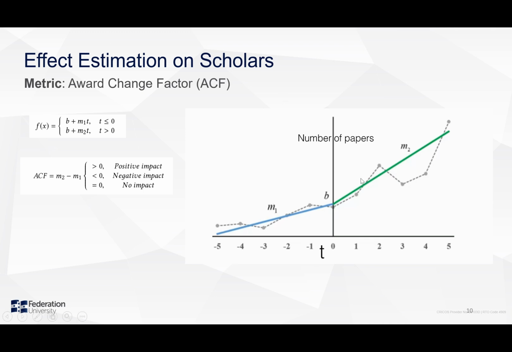Here, M1 and M2 are slopes of two fitted lines showing the productivity changes before and after the award. T denotes the time of winning the award. If T is less than 0, it means before the award, and otherwise after the award. By fitting these 3 parameters for the production, the ACF is defined as the difference between M1 and M2. When ACF is more than 0, we consider that the award has a positive effect on the academic.